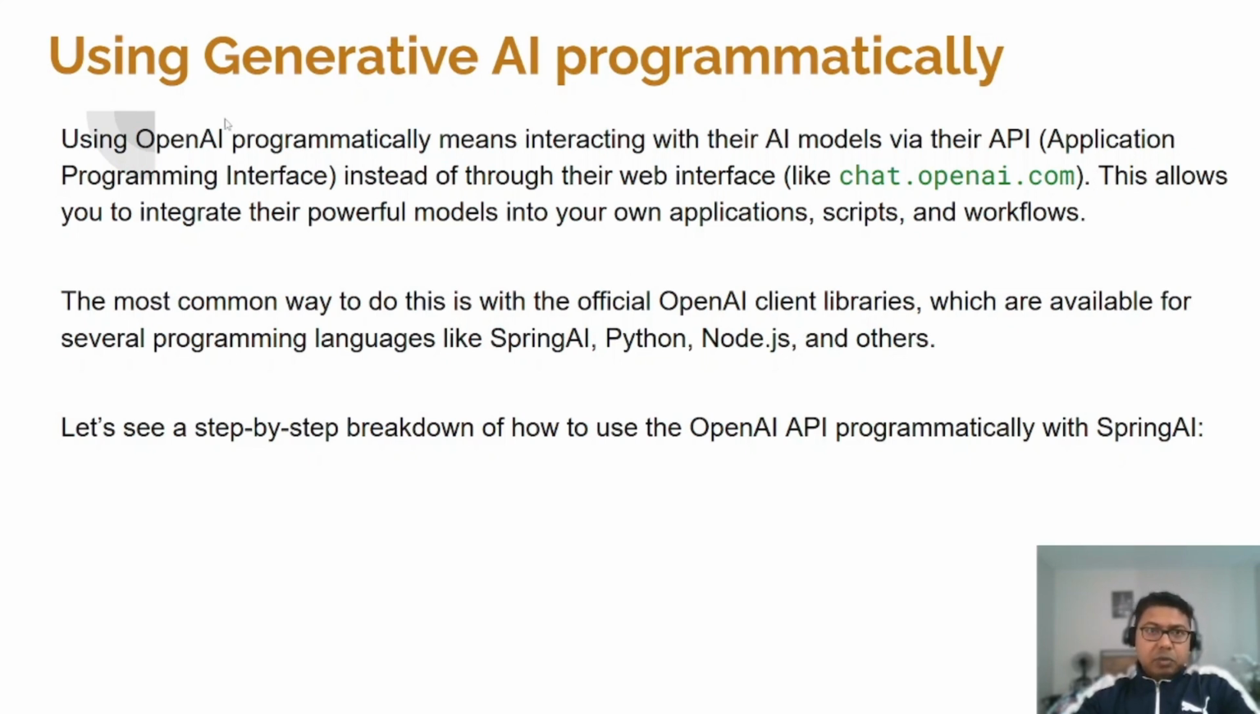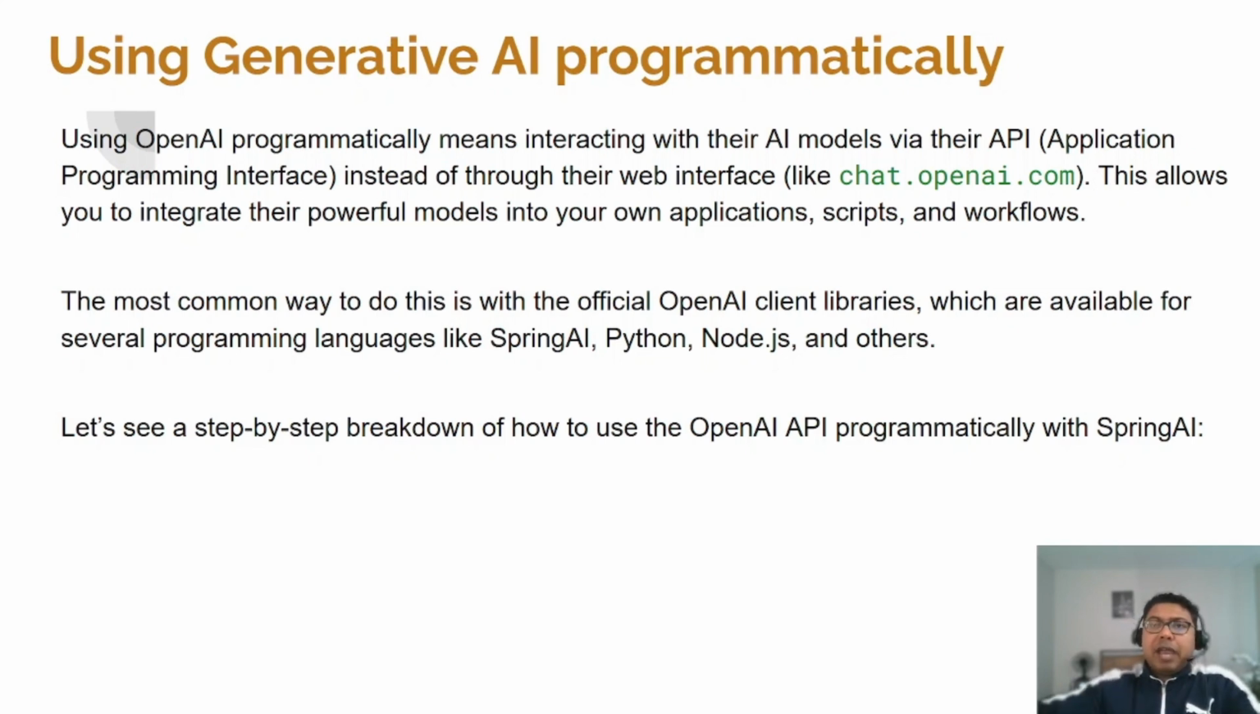So, using generative AI programmatically. Using OpenAI programmatically means interacting with their AI models via their API, application programming interface, instead of through their web interface. This allows you to integrate their powerful models into your own applications, scripts and workflows. So instead of, as I said already, using their web interface, now we want it to happen behind the scenes. We don't want to open a ChatGPT screen in our browser and ask the questions.